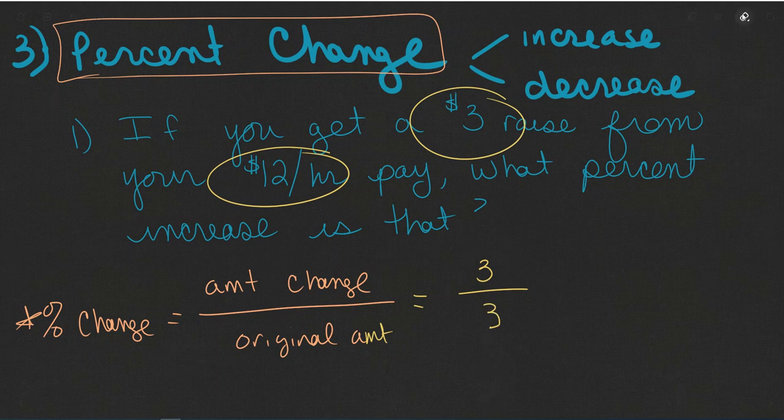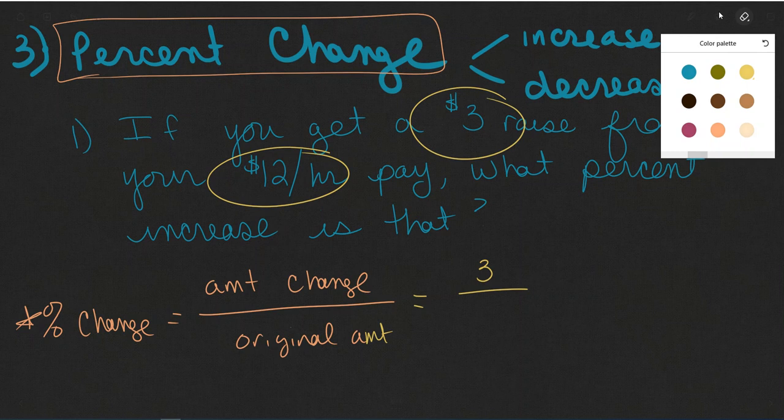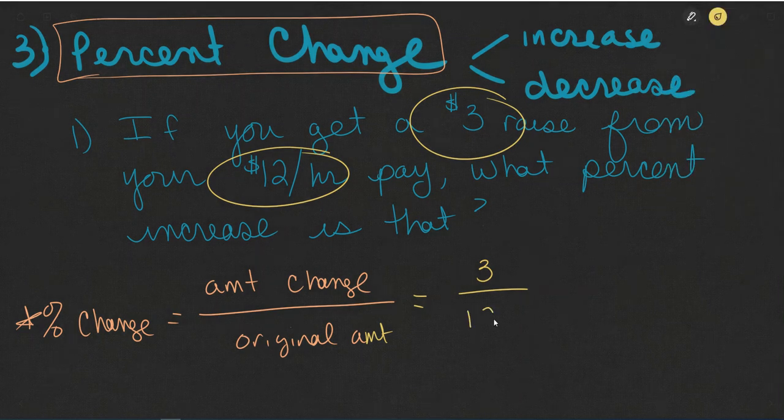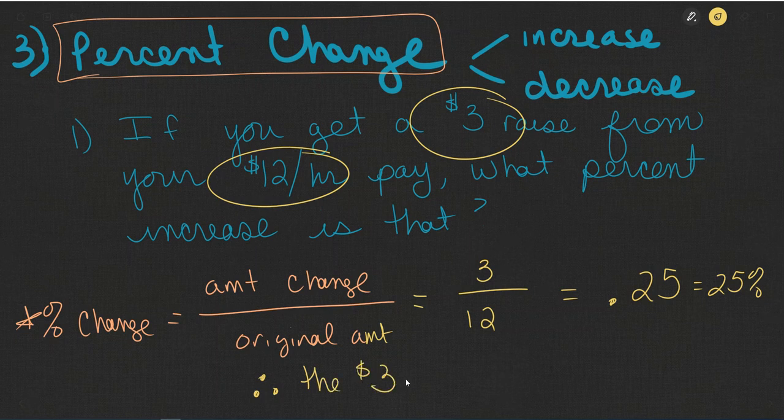Oops, sorry, I'm writing that. Said it and then wrote it differently. So 12. If I divide 3 divided by 12, I can get a decimal that can now be changed to a percent. So I could say, therefore, the $3 raise is a 25% increase.